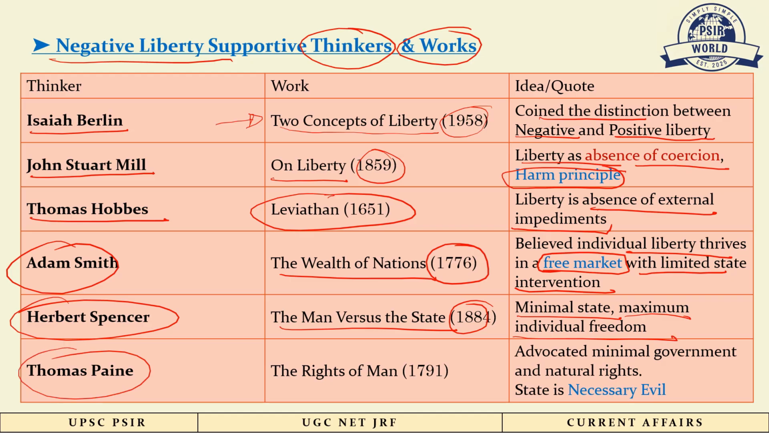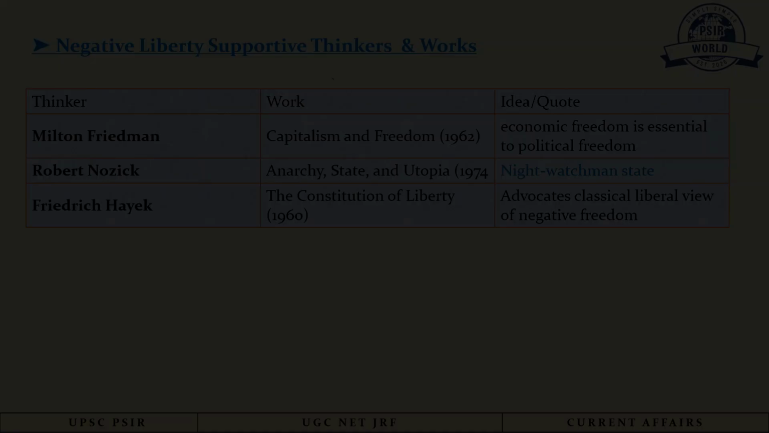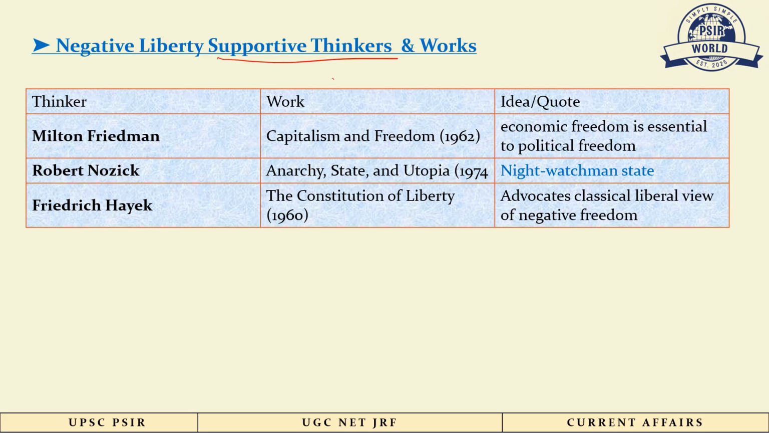Thomas Paine, his work is The Rights of Man, published in 1791. He advocates minimal government and natural rights. He famously said that the state is a necessary evil, because the state is required for minimal government, so it is a necessary evil according to him. So these are other thinkers who support negative liberty.